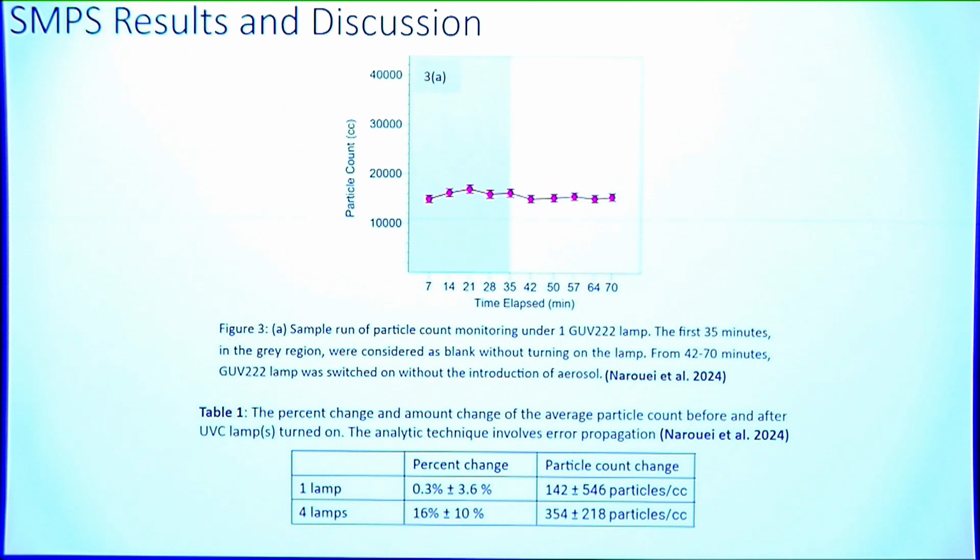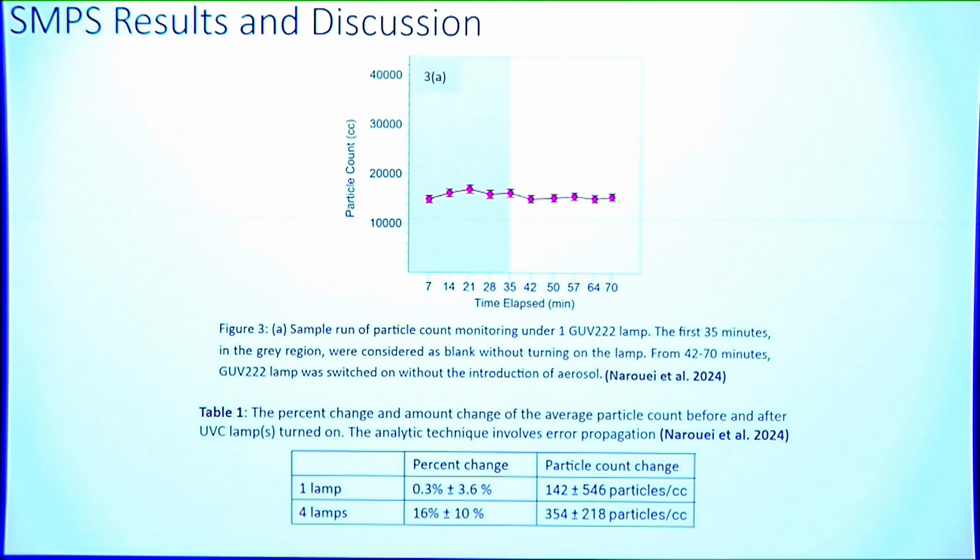And finally, let's take a look at the ultrafine particle level data. In Figure 3, we have a sample run of the particle count monitoring under the 1-lamp situation. For the first 35 minutes, we turned off the lamp for the blank run, and after the 35 minutes, we turned on the lamp for particle count monitoring. I haven't included the graph for the 4-lamp situation, but you can definitely find it in the paper.